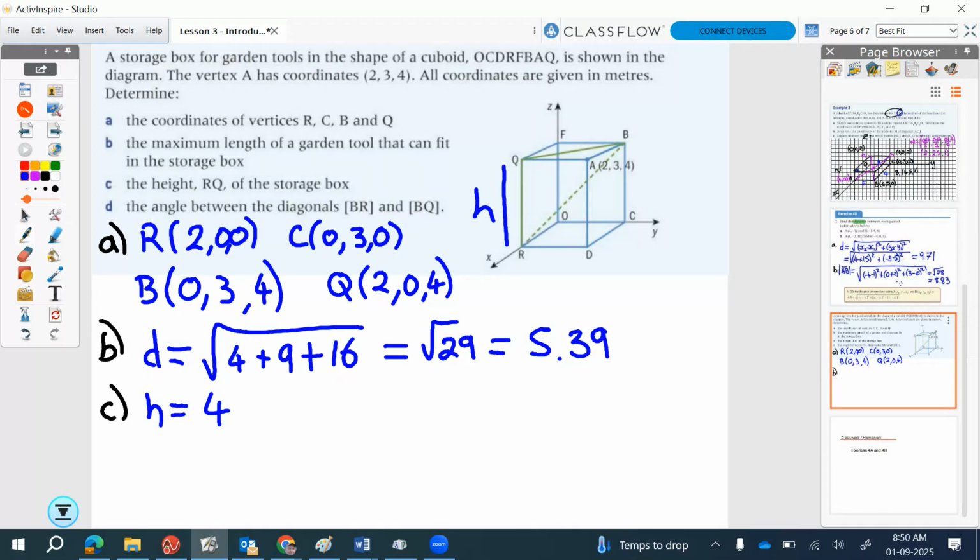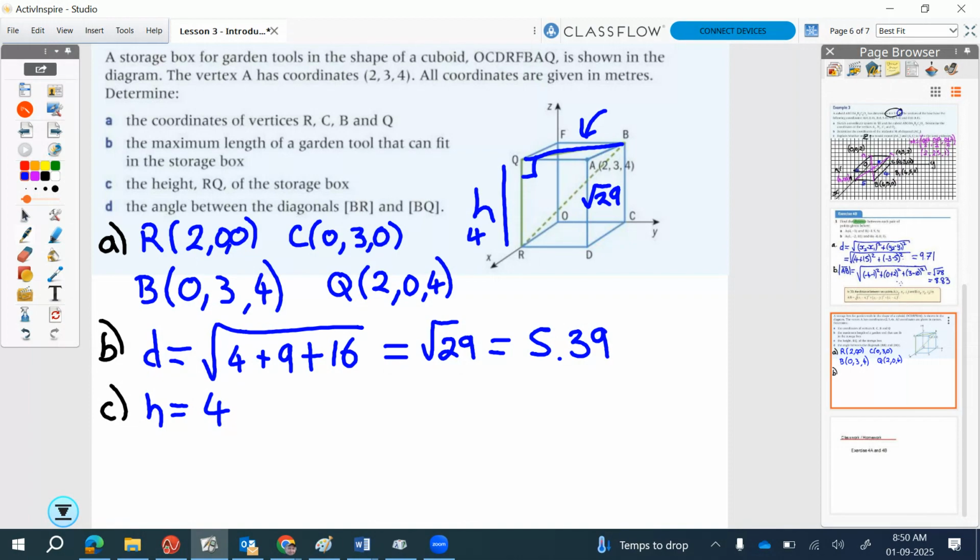Okay, lastly, we need to find the angle between the diagonal BR and BQ. So this is a right angled triangle drawn here. You can see in green here, we found the length of this one is root 29, and we found the length of this one is 4. We can find this length here as well in order to use trigonometry. This is a right angled triangle placed on the box like this, and we have got to visualize that one. We can use the two lengths that we've got.